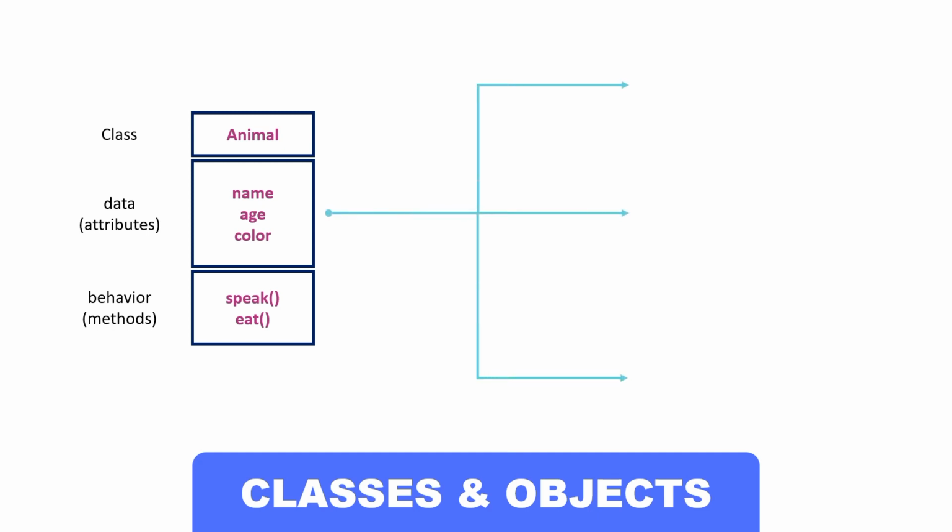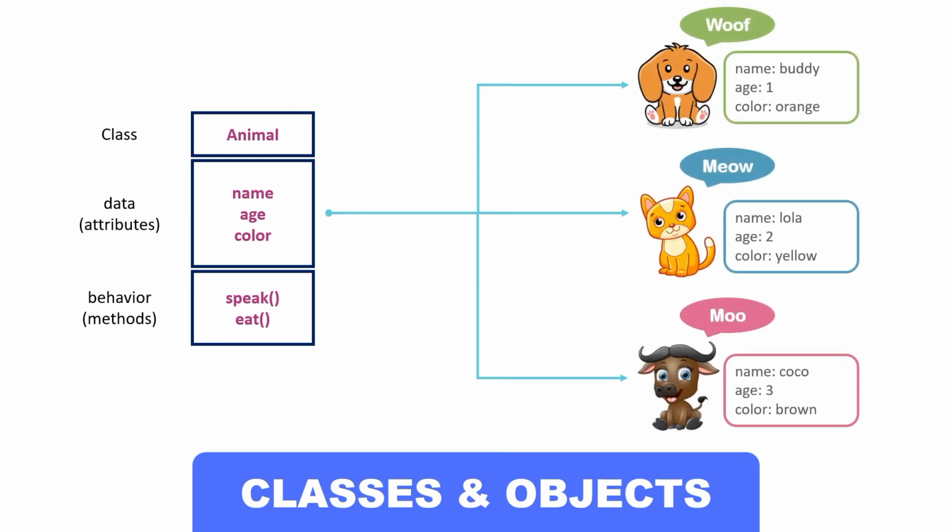Here we have an animal class that has a few attributes as well as methods. Using this animal class, we can create many animals, such as a dog, a cat, or a buffalo. Each of these objects contains data that describe the animal that we have created. Now we have an idea about classes and objects. Let's look at each of the above four concepts.